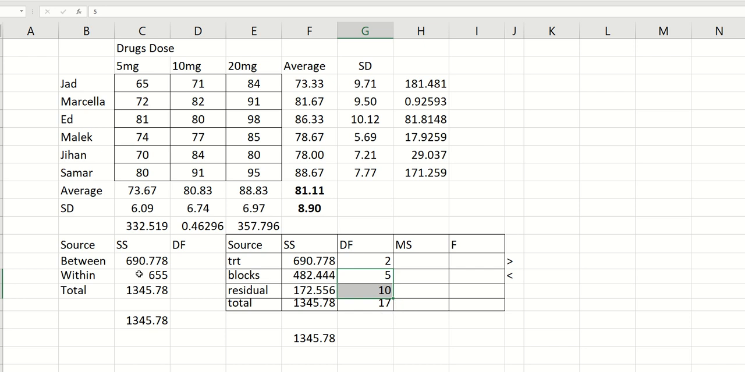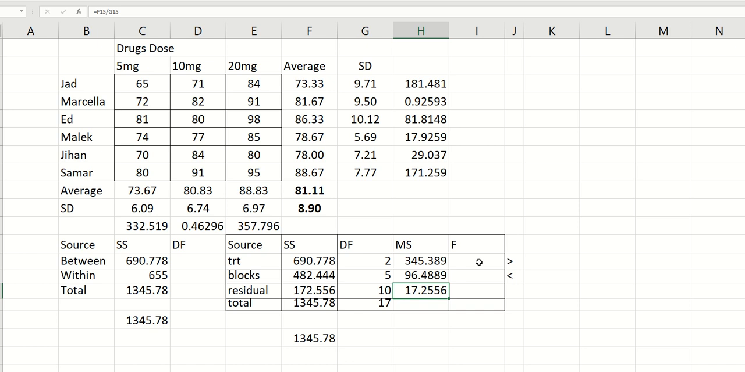And notice that these two together are 15. If we were doing degrees of freedom of within, we said 18 minus the 3 groups gives us 15, which is these two together. And now we just divide. You take the sum of squares and you divide it by the degrees of freedom. And you do the same for all of them.